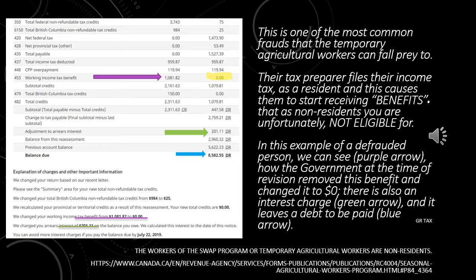In this example of a defrauded person, we can see by the purple arrow how the government at the time of revision removed this benefit and changed it to zero. There is also an interest charged by the green arrow, and it leaves a debt to be paid by the blue arrow.